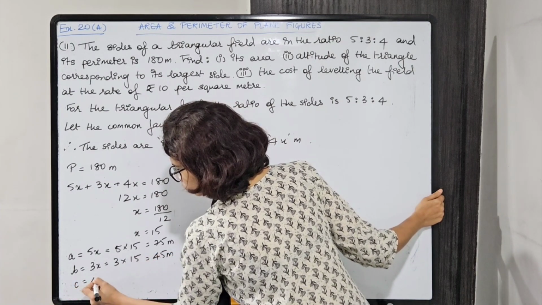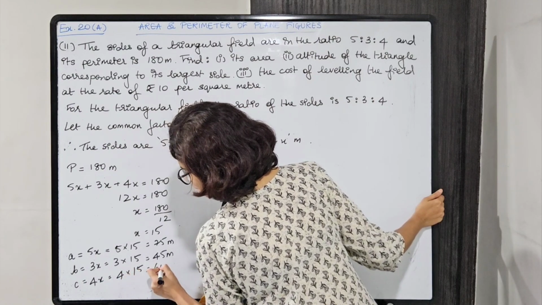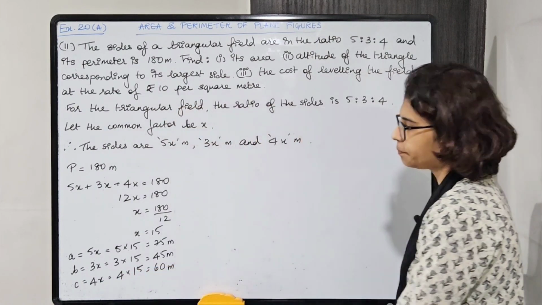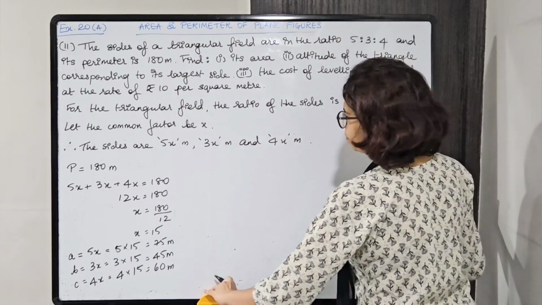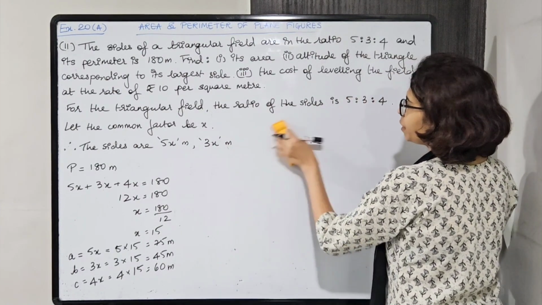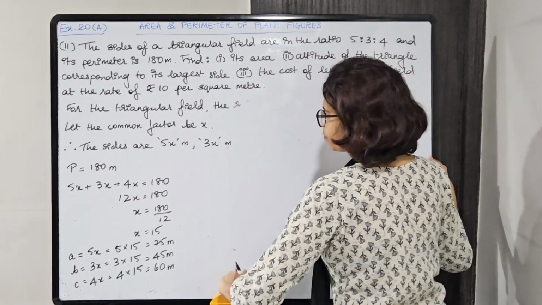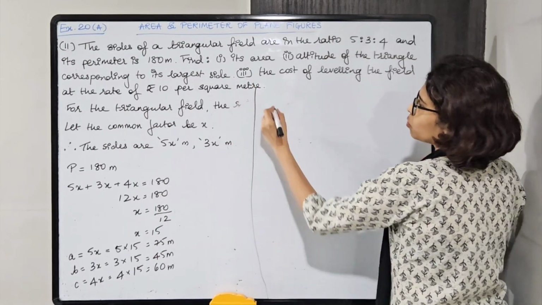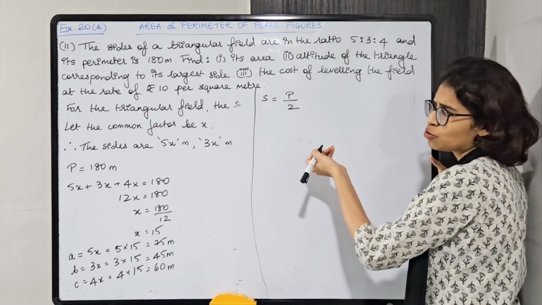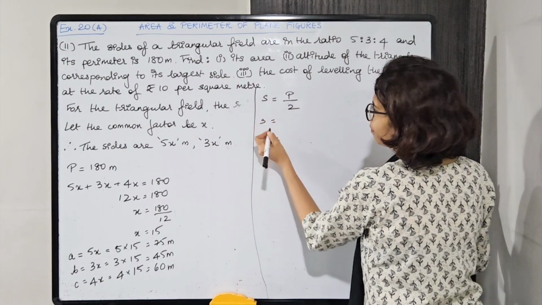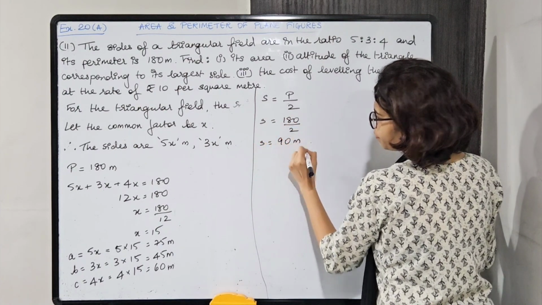And C is equal to 4x, which is 4 into 15, 60 meter. ABC मिल गया, सेमी पेरीमीटर फाइंड आउट करते हैं and then find out the area using Heron's formula. So S is equal to P by 2. You can use the formula also, students. I am directly finding out 180 by 2, that is 90 meter.